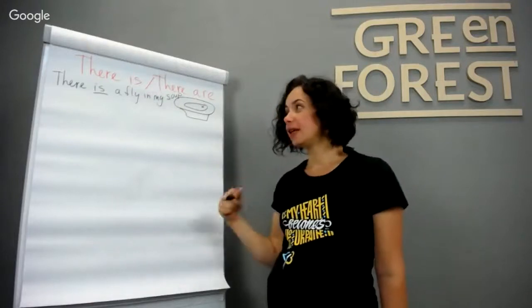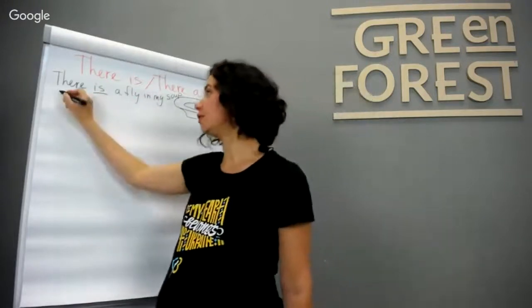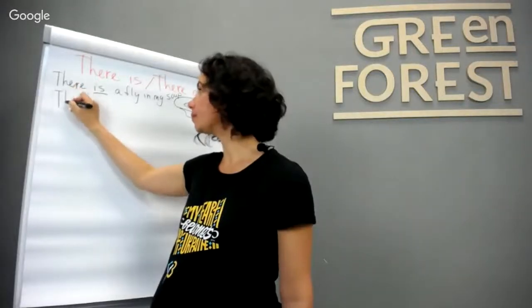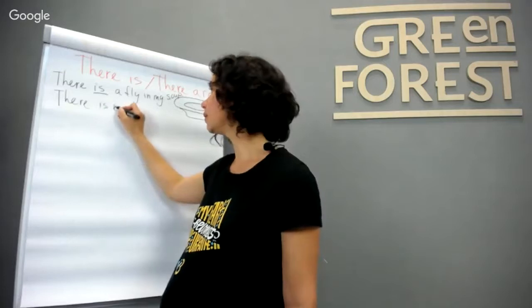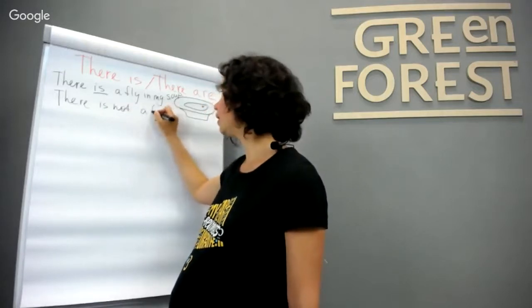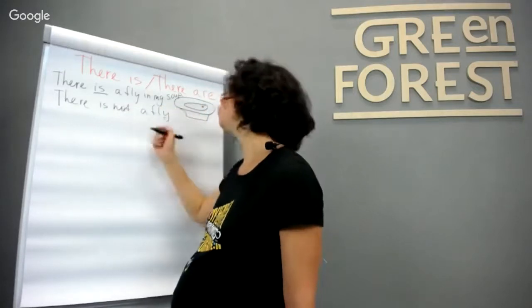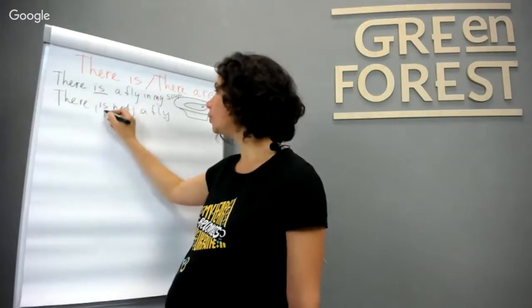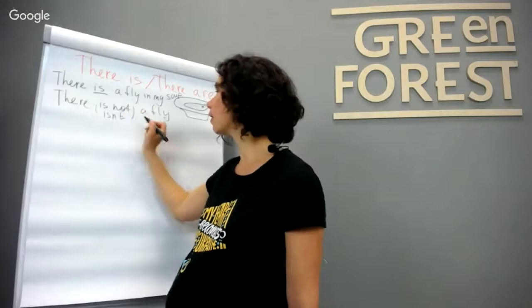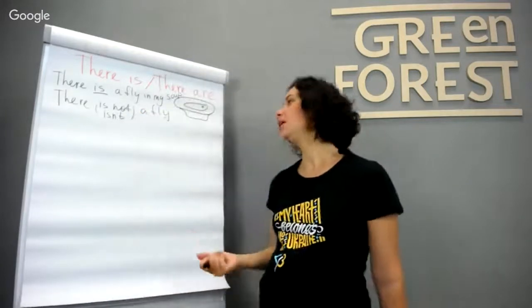How to create a negative sentence from the construction "there is"? Very simple. There is not a fly in my soup. Or "is not" can be shortened to "isn't". There isn't a fly in my soup.